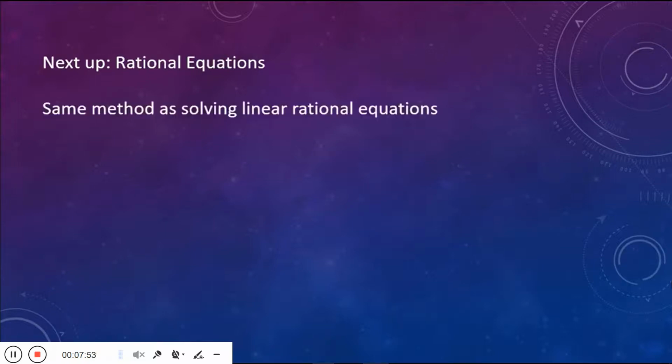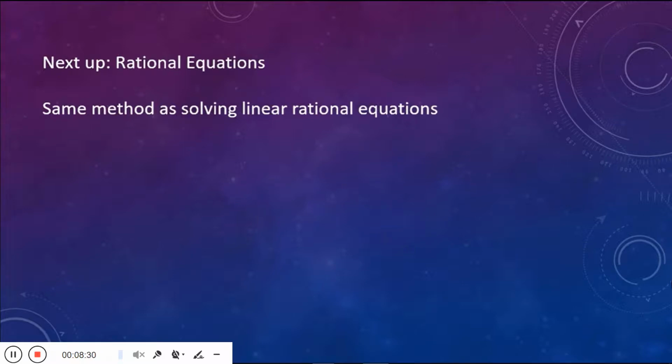Next up, we're going to talk about rational equations. We saw some rational equations earlier. We saw linear rational equations, things where we just had powers of x being 1 or things being constants. Well, now we're going to involve things with x squareds, x cubes, things like that. And we're still just using the same method as we used to solve the linear rational equations.